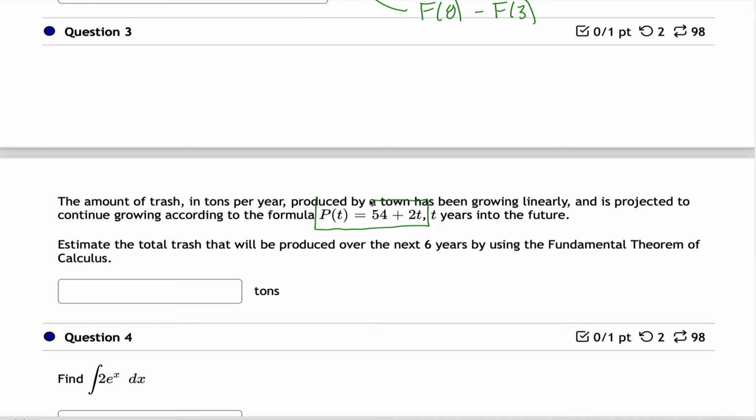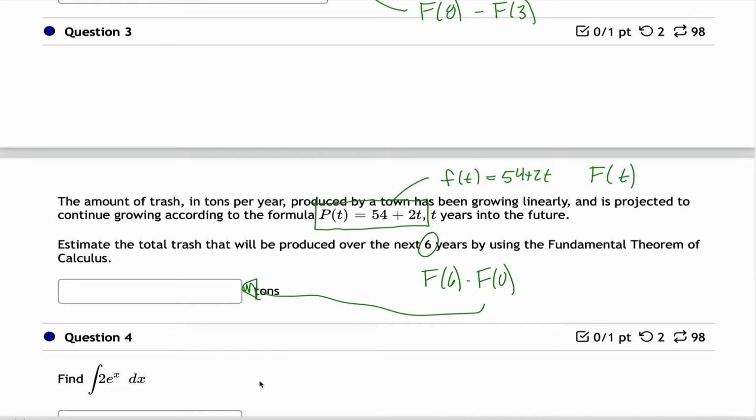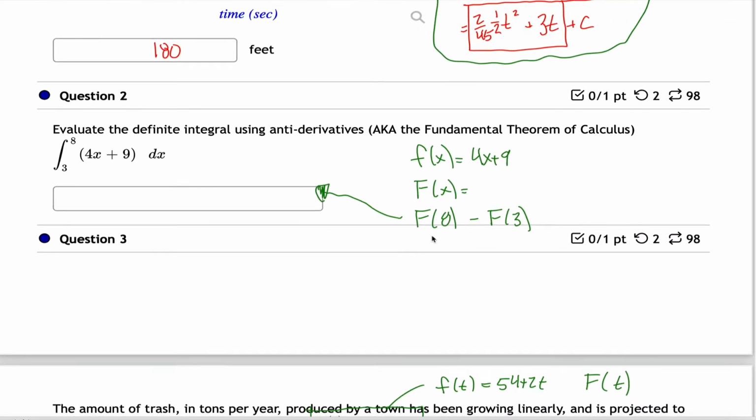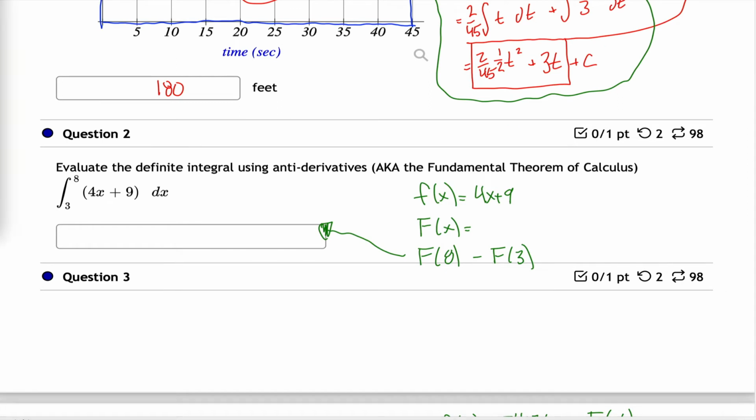Now we have our function right here. They use capital P of t. Might make more sense if you write that as lowercase f of t equals 54 plus 2t. Maybe you could figure out capital F of t and then answer the question by figuring out capital F of 6 minus capital F of 0, and that will go right here. If you've done these first few problems, what you'll see is really most of the work, most of the new knowledge that you need happens between step 1 and step 2, right?